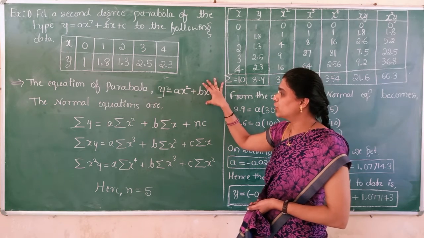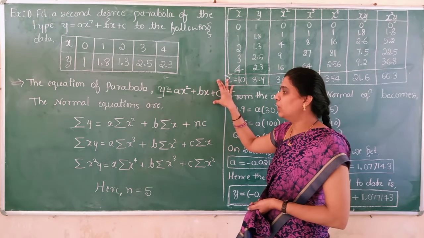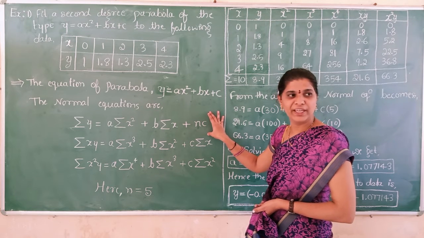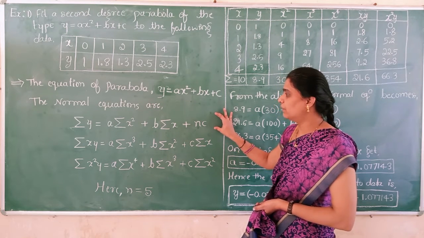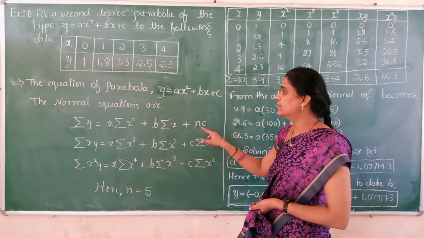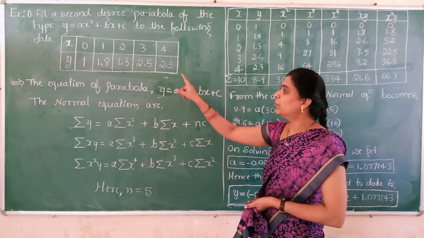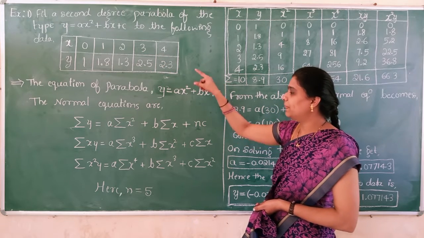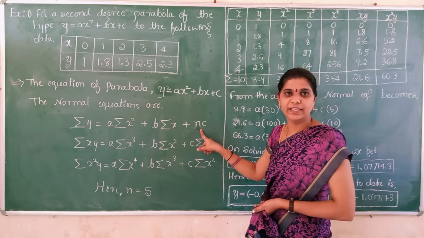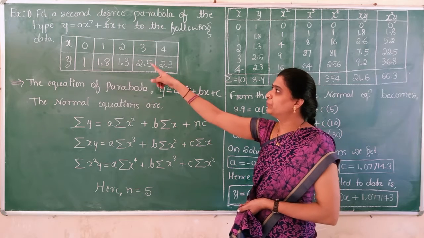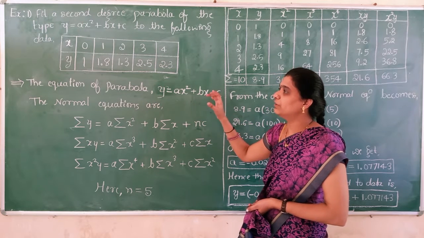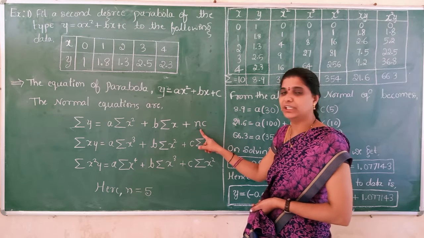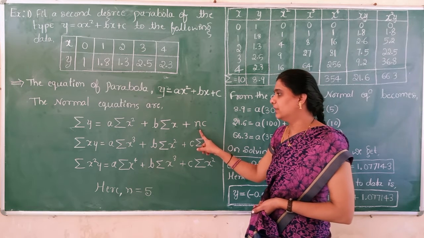Now the normal equation of this parabola is: sum of y is equal to a into sum of x square plus b into sum of x plus n into c. This n is nothing but the number of elements present in x as well as y. Here there are 5 numbers, 0, 1, 2, 3, 4, so we get n as 5 itself.